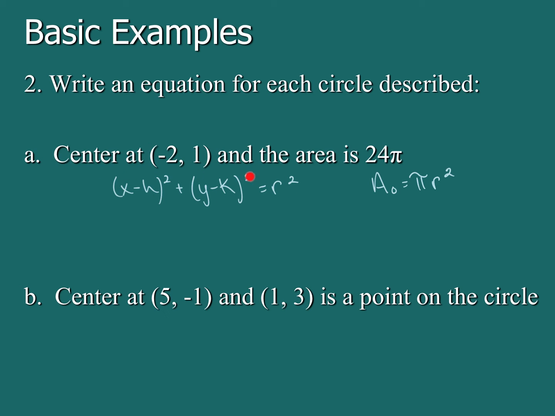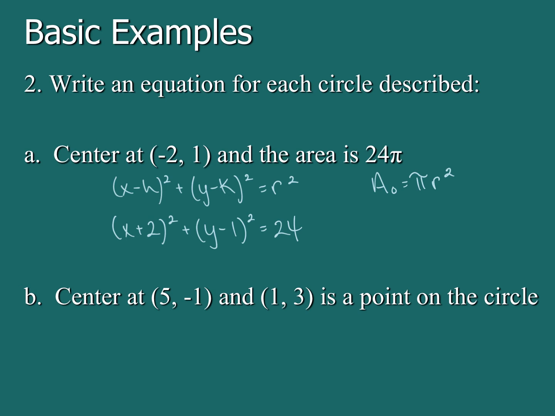So here's my standard form. I'm going to fill in -2 for h and 1 for k. And I actually have r squared right here. r squared must be 24. So I'm going to replace r squared with 24. And that's it. I'm done. So here is the equation for the circle that has a center at -2, 1, and whose radius is root 24 technically, because when I square it, I would get 24.